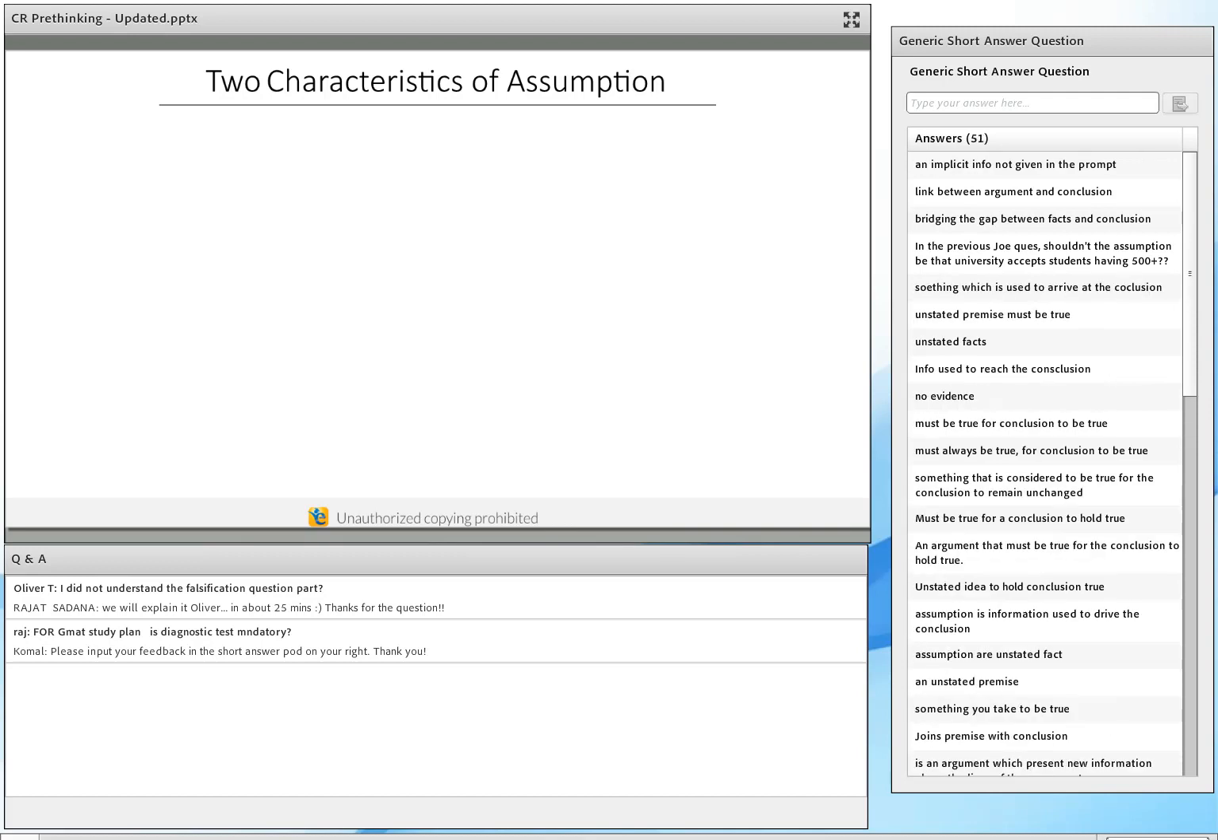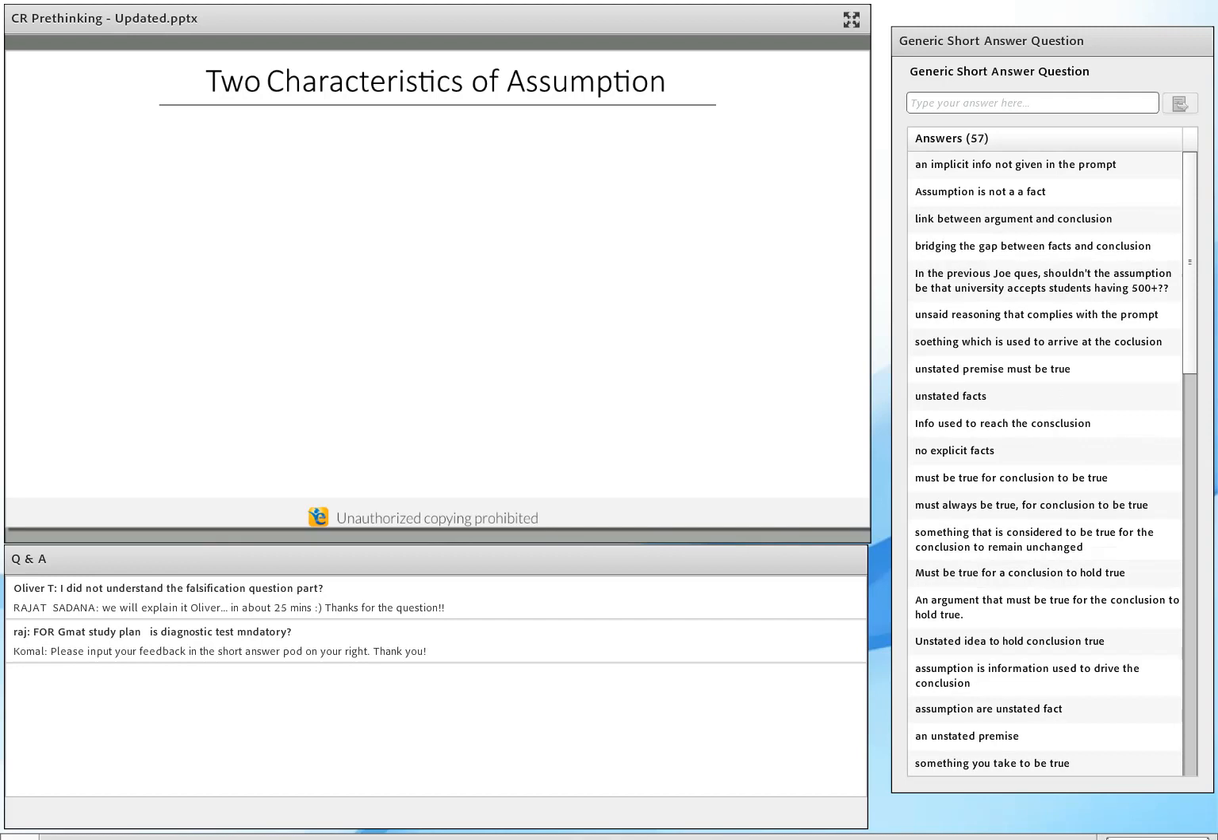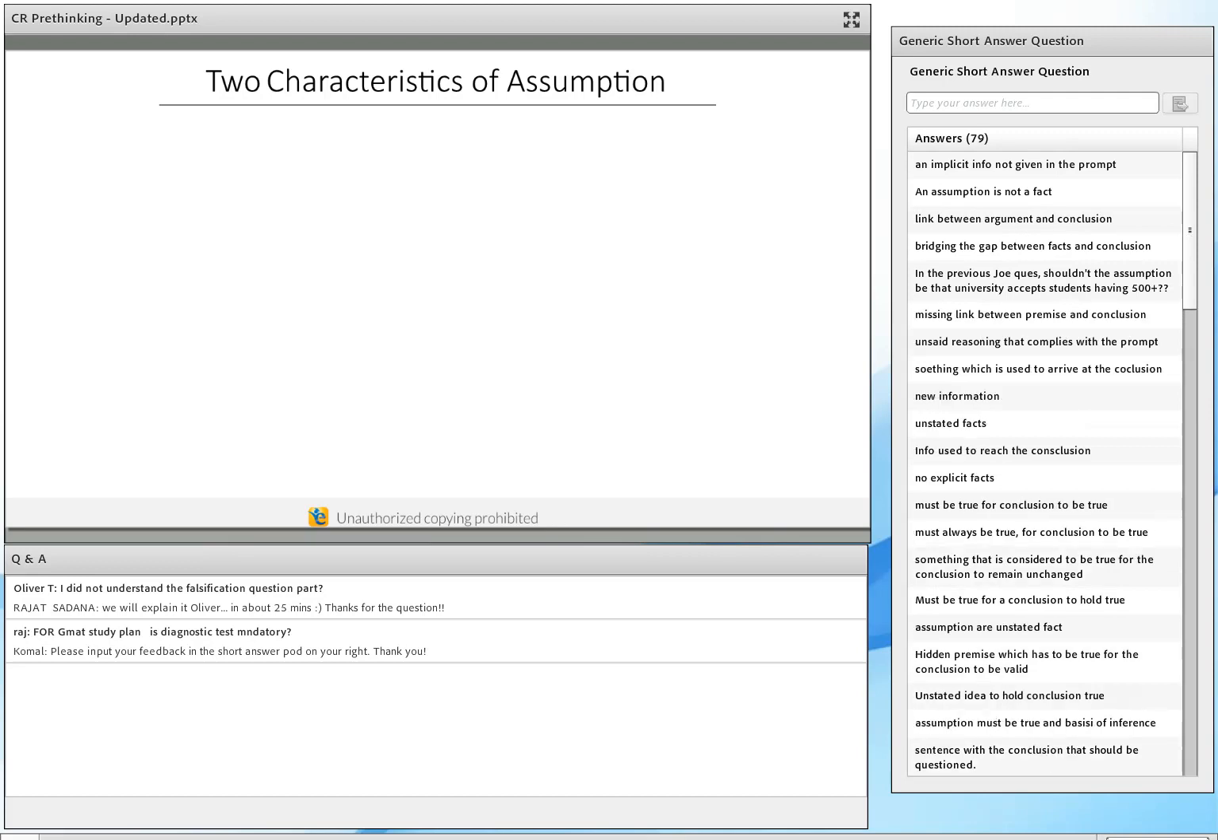Logical bridge between given data and conclusion. Unstated premise that must be true. Info used to reach the conclusion. Implicit information not given in the prompt. Let's get a few more responses, but we have 73 responses so far. All right, perfect. I have good answers and I have really great answers. About 50% of the answers are really great, and 50% are good, which means they're in the right direction but incomplete.